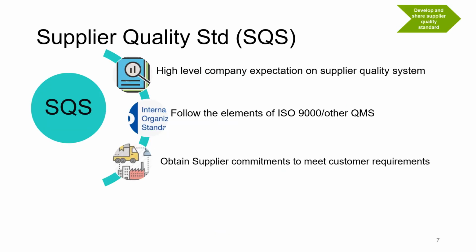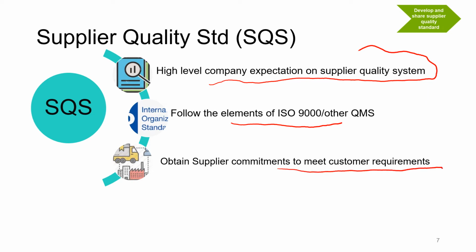Supplier quality standards are developed by your company. It is a high-level company expectation on supplier quality management, and it will follow some kind of quality management system, the common one being ISO 9000, and it is used to obtain suppliers' commitment to meet customers' requirements. If a supplier is unable to meet the requirements, it should be highlighted to the procurement team.